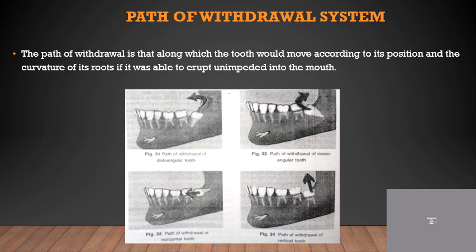And the path of withdrawal is the path along which the tooth would move according to its position and the curvature of the roots, if it were able to erupt unimpeded into the mouth. Considering the roots are favorable, the path of withdrawal for a distoangular tooth is upward and backwards, and for a horizontally impacted tooth is forwards. For a mesioangular tooth it is upwards and backwards, and for a vertical tooth it is straight upwards.